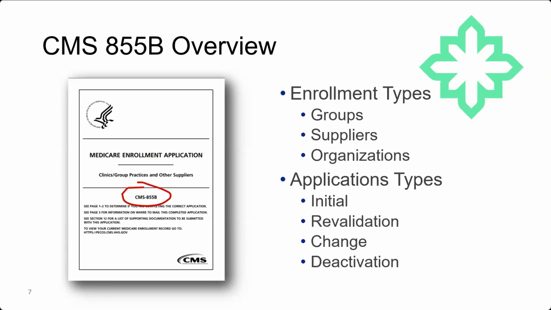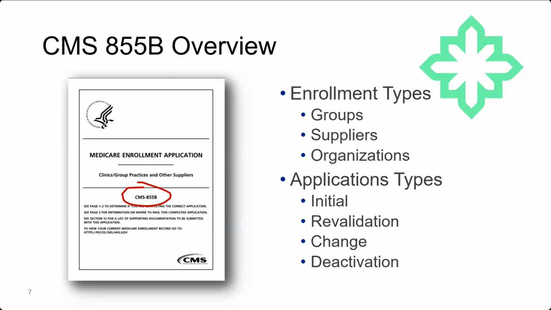So we'll start with an overview of the CMS 855B. So it's the 855B, and the B is just as it sounds. The 855B is going to be for a business. So we're talking about group clinics, so a medical clinic. We're talking about suppliers, which could be an ambulance service provider. It could be a portable x-ray, and other organizations. So you could see situations where there's an IDTF or an independent diagnostic testing facility.